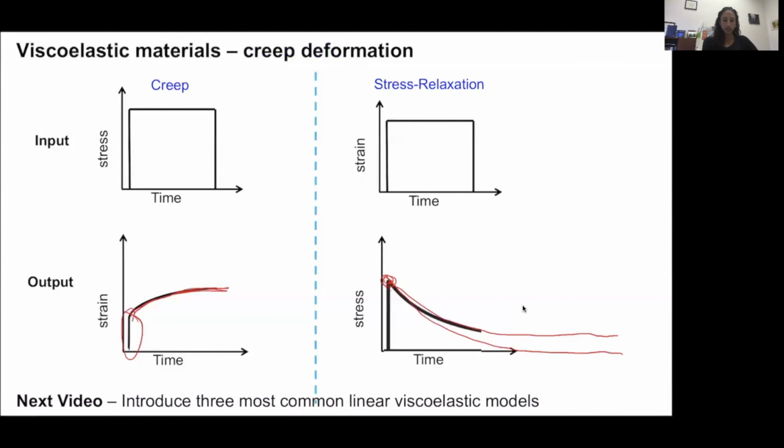So the next step for this is, how do we combine these springs and these dashpots in order to create mathematical models that describe this overall behavior of what we see in viscoelastic materials? And we'll cover the three most common viscoelastic models in the next video, increasing in complexity as we move along from the first model to the third model.